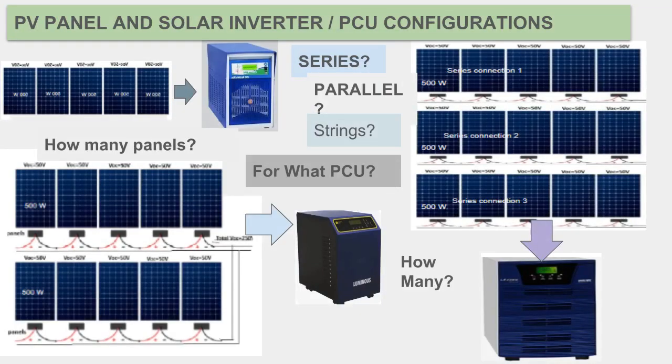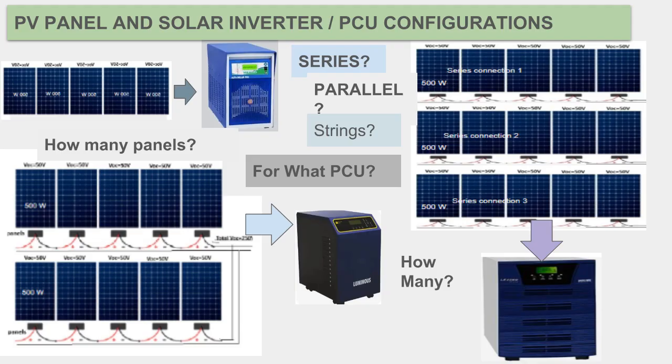Most of us have confusion about how many panels are needed for a system and different configurations that can be made for a particular capacity of solar inverter. Should we go with full capacity of panels, or can we go with half capacity of panels also? Should we connect in series, or should we connect in parallel?